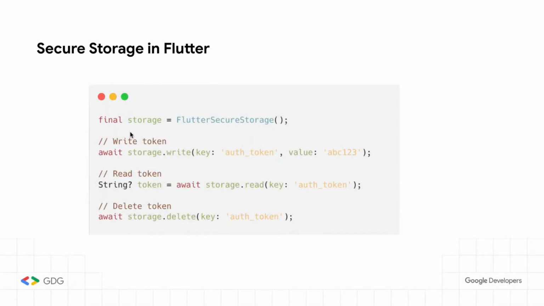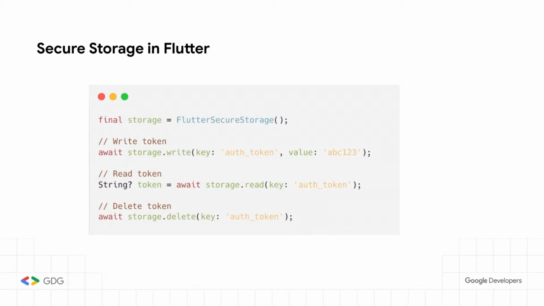So how can we use secure storage in Flutter? We're going to have a Flutter Secure Storage object, and using this object, we are going to write, read, and delete our keys. So let's say I have my auth token, which is ABC123. I'm going to use the object and its dot write method, and store the value ABC123 in the key auth_token. And throughout my application, I can access this value using the key.